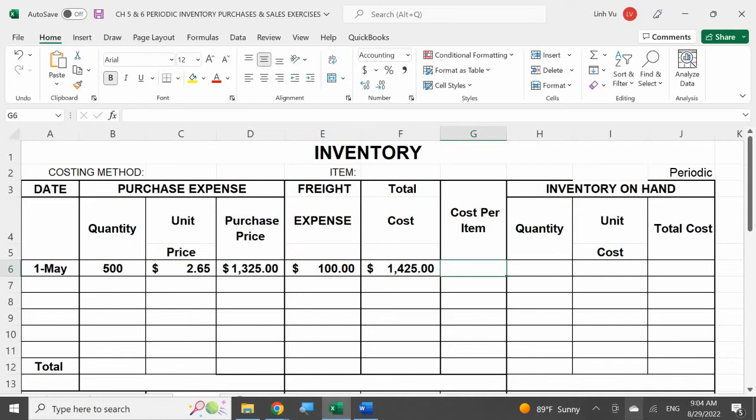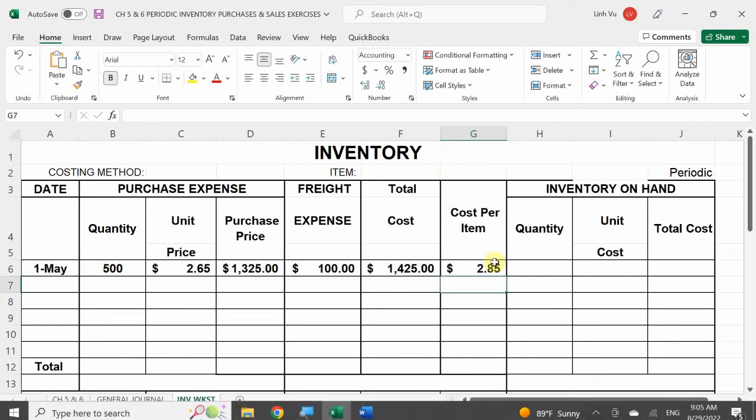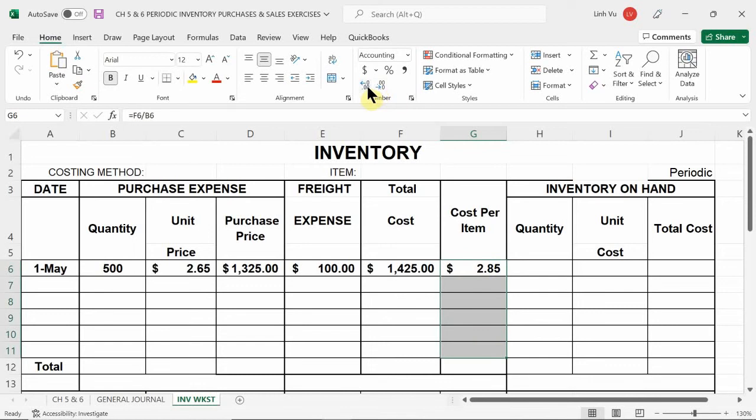How do I calculate my cost per item? $14.25, my total cost, divided by my quantity of 500. $2.85. Okay, even. Awesome.